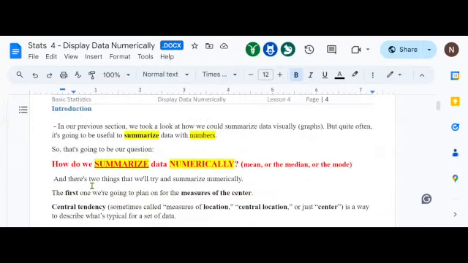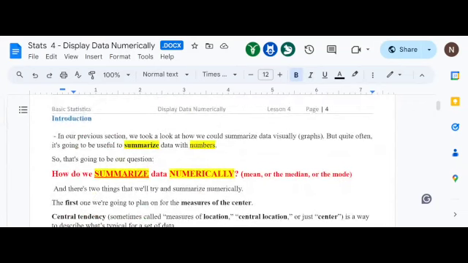So in our previous section, we took a look at how we could summarize data visually, with graphs. But quite often, it's going to be useful to summarize data with numbers. So that is going to be our question. How do we summarize data numerically? Here we're going to use different types of measurement: mean, median, and mode.